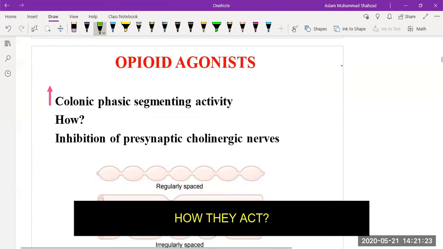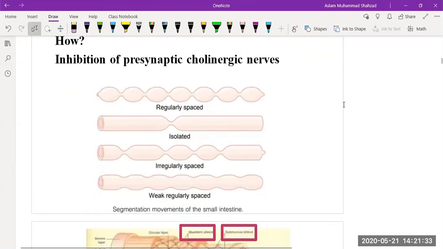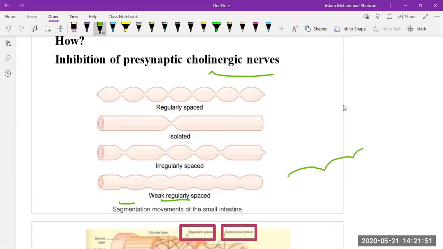How do they act? The opioid agonists work by increasing the colonic phasic segmenting activity, through inhibition of presynaptic cholinergic nerves. What happens in diarrhea is that the segmentation movement, or the movement of the small intestine, becomes weak.